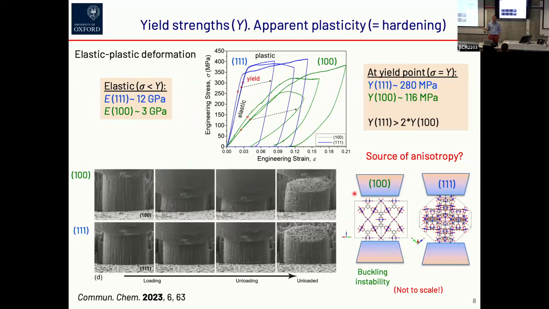The source of anisotropy could be associated with this underlying framework architecture. Not to scale, these are just cartoons, just to show that the connectivities are extremely different down the 111, which is significantly higher in the yield strength compared to the 100. Anyway, so that's as far as we've gone.